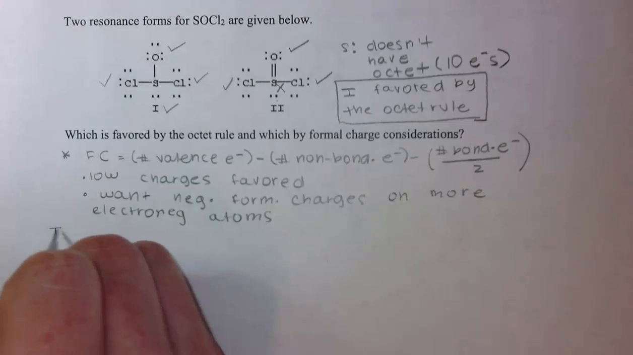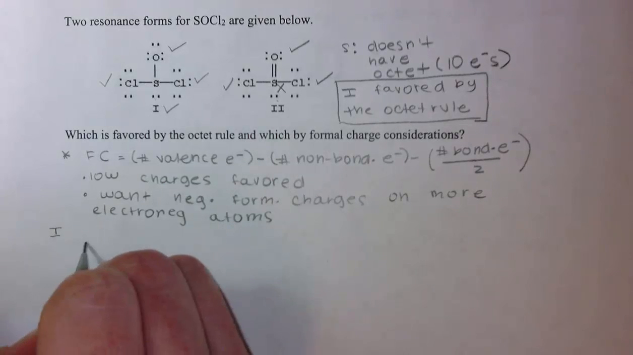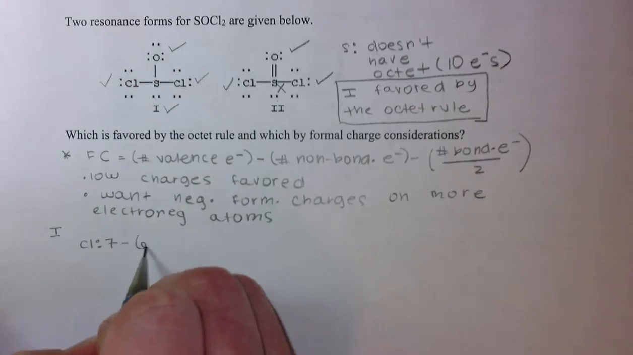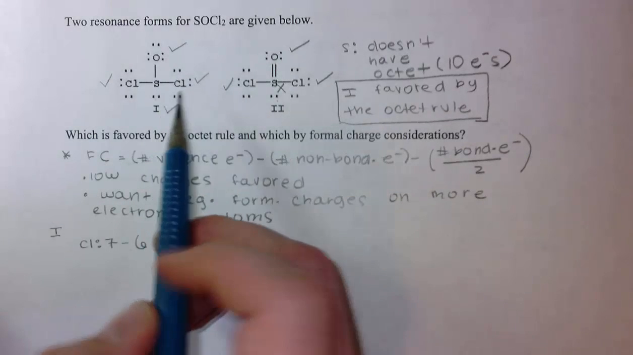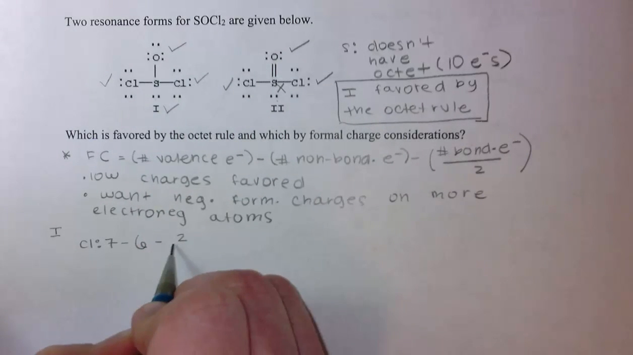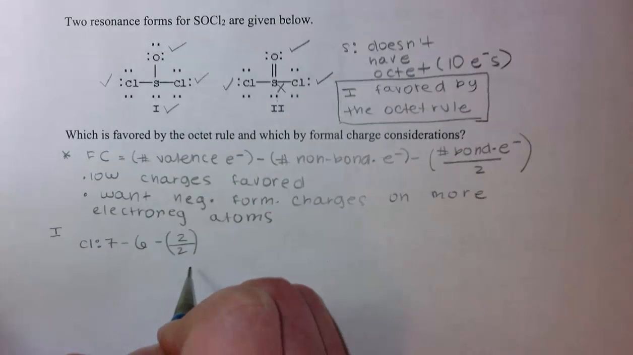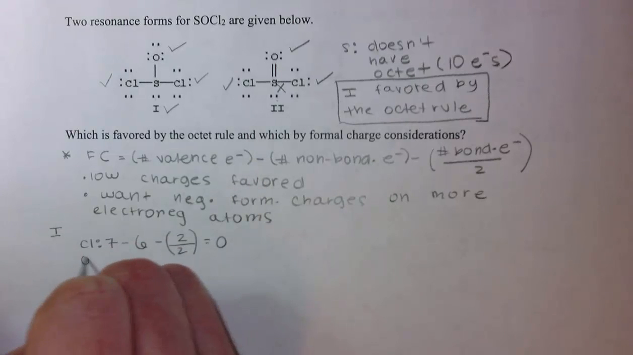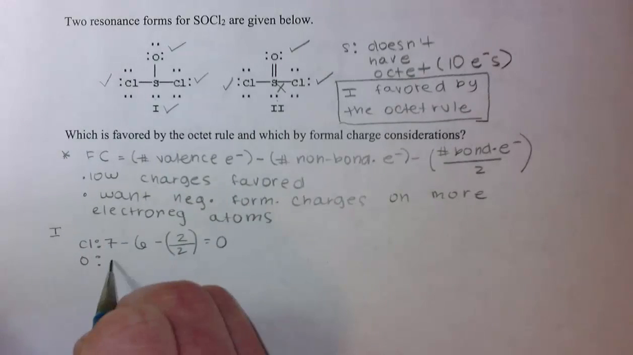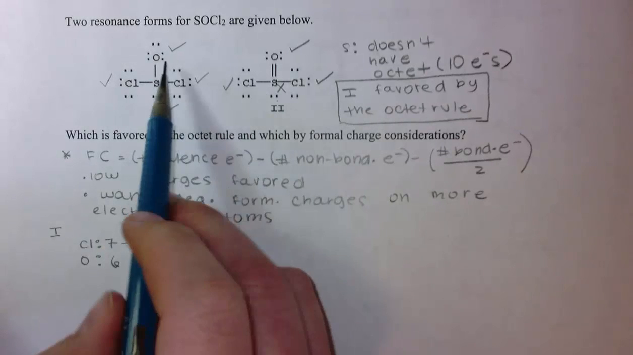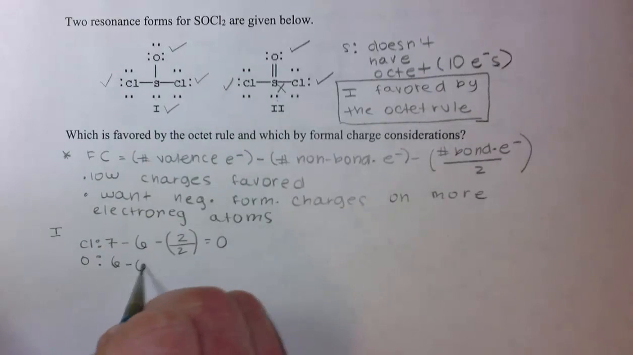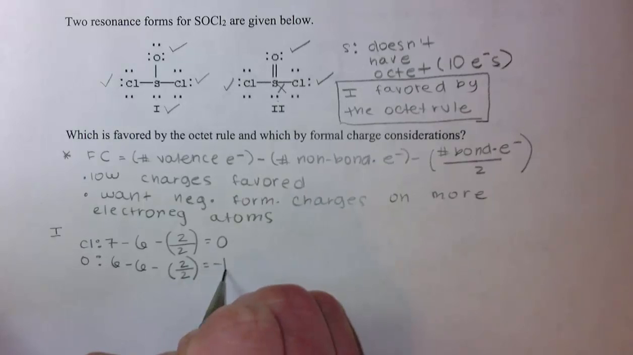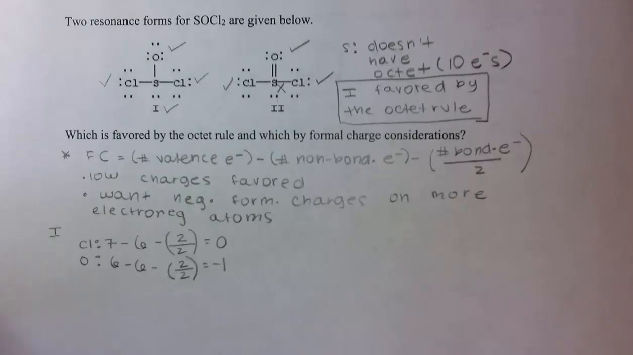Starting with the first resonance form, chlorine has 7 valence electrons, and in this case has 6 non-bonding valence electrons, and then 2 bonding electrons, which we'll divide by 2 based on our formula. And we get that chlorine has a 0 formal charge. We can do the same thing for oxygen. Oxygen has 6 valence electrons. 6 are unbonded in this situation, and 2 are bonded. So this gives us a formal charge of -1 for oxygen.